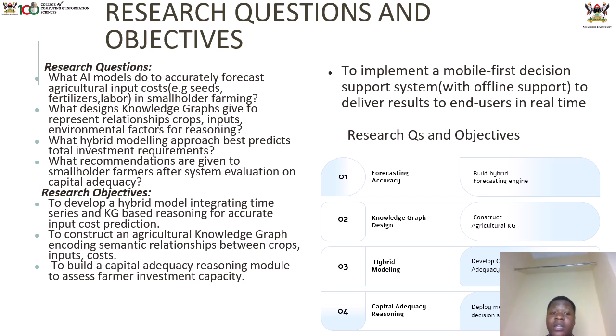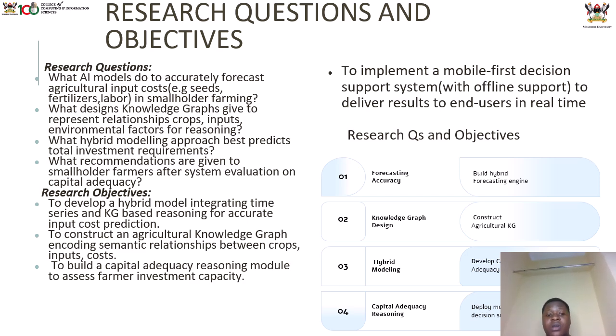So the research questions are: what AI models can accurately forecast agricultural input costs in smallholder farming? Then what designs can knowledge graphs use to represent relationships between crops, inputs, and environmental factors for reasoning? Then, what hybrid modeling approach best predicts total investment requirements? Then, what recommendations are given to smallholder farmers after system evaluation on capital adequacy?